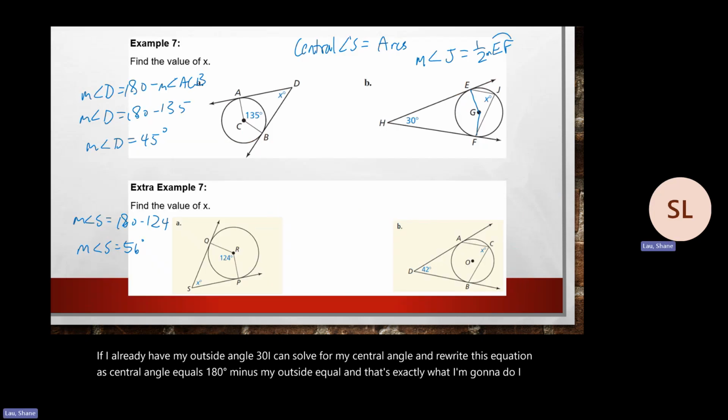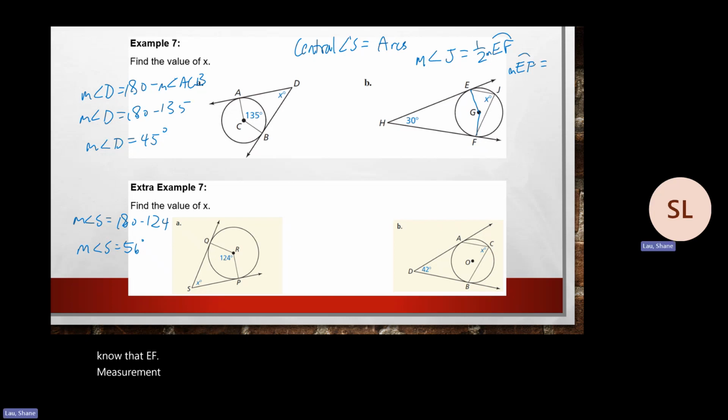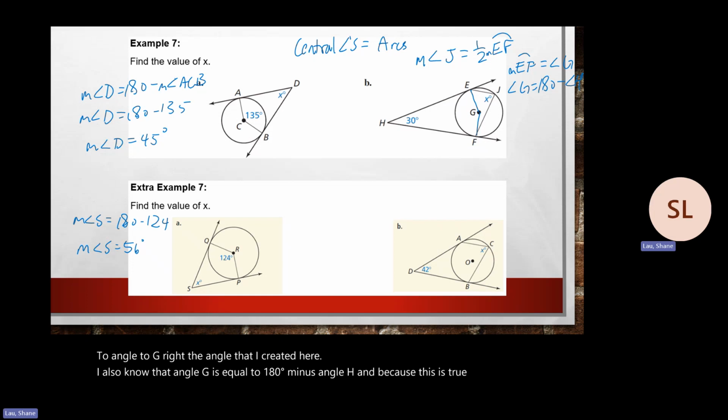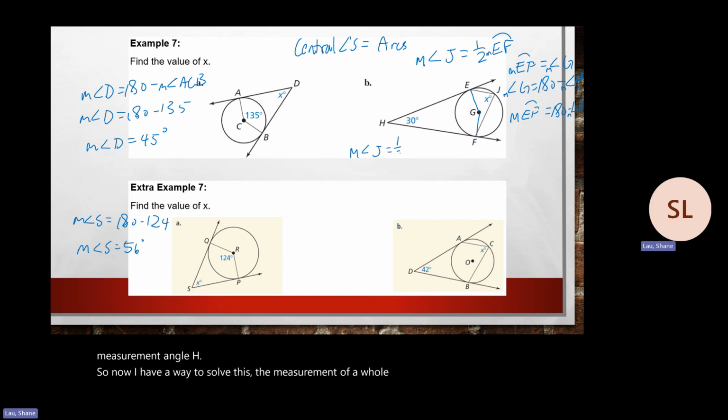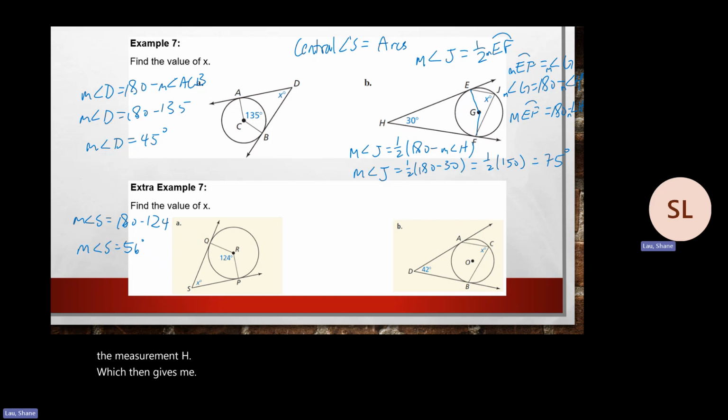I know that the measurement of EF is equal to angle G, the angle that I created here. I also know that angle G is equal to 180 degrees minus angle H. Because this is true, using the transitive property, the measurement of EF is equal to 180 minus the measurement of angle H. Putting all those measurements there, now I have a way to solve this. The measurement of angle J is equal to 1/2 times 180 minus the measurement of angle H, which gives me 180 minus 30, which then equals 1/2 times 150. Therefore, the measurement of angle J is 75 degrees. Boom, math. Love it.